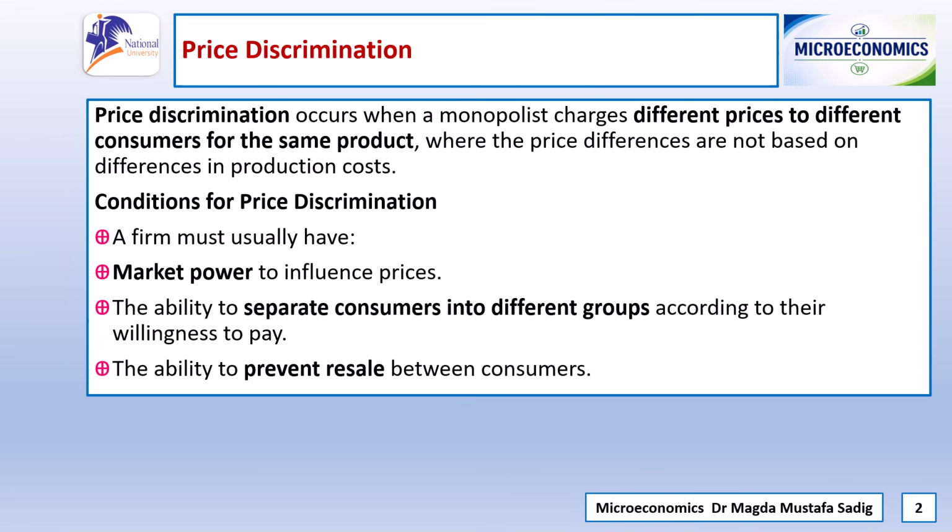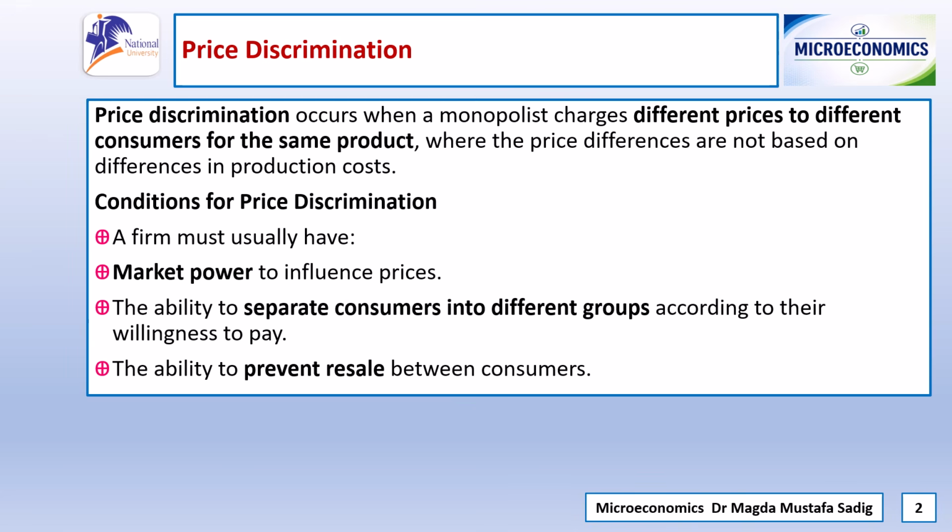This final part of the definition is very important. The firm may charge different consumers different prices, but these differences are not explained by the fact that one product costs more to produce than another. Instead, the price difference is related to differences among consumers, particularly their willingness to pay.